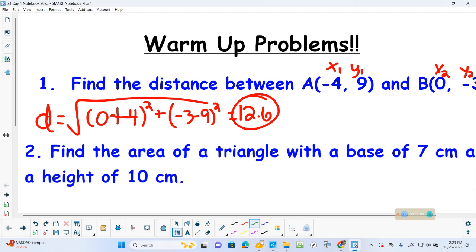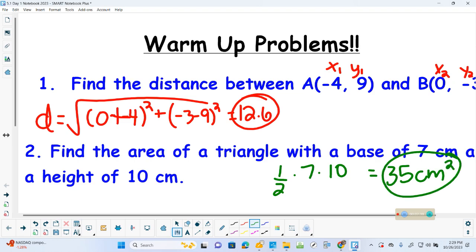Now, area of a triangle comes up again this chapter. We've done it a little bit way back in chapter 1. It's been a while. Do you remember the formula for the area of a triangle? 1/2 base height. You got it. And they give you everything. I know some of you like base height over 2. It's all the same thing. So 1/2, our base is 7, our height is 10. I think we can do this with mental math, because you have half of 70. What's half of 70? 35. And let's throw a label on it. Centimeters squared.